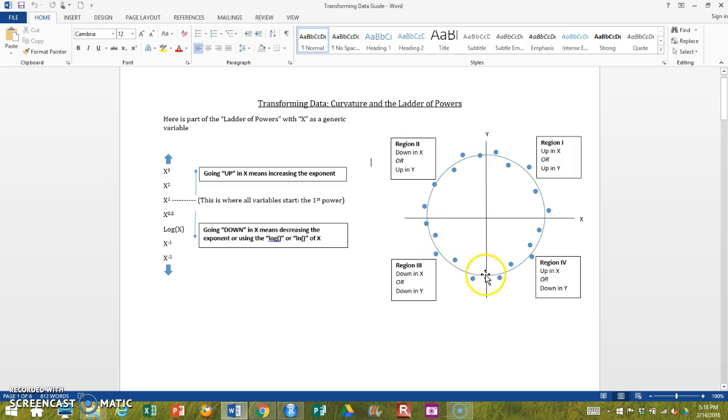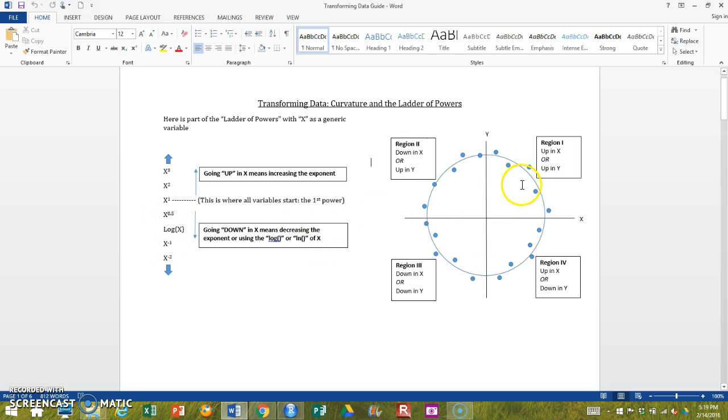In this third region, if I have data that look like this type of curve, I can go down in X or Y. So I could take the log of X or I could take the log of Y. And that would fit this curve between my variables. Lastly, in this fourth region, if I have data that look like this, I can go up the power in X or I can go down the powers in Y.